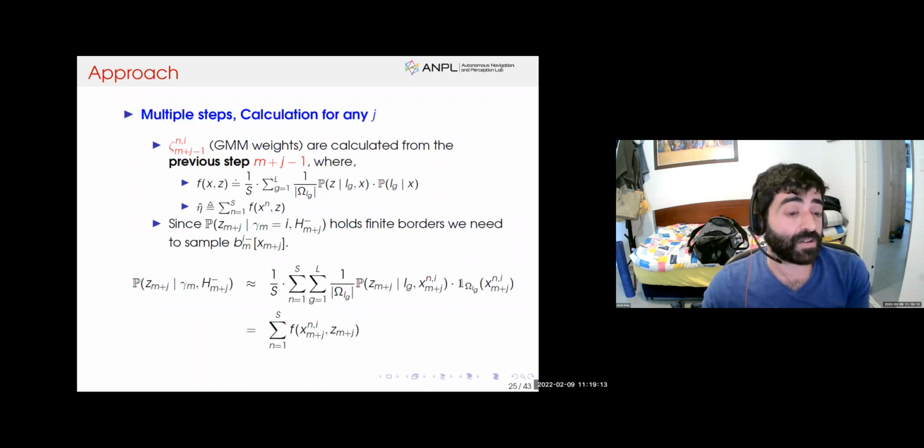So again, if we wish to calculate the argument for m plus j in the same fashion mentioned for a single step, since we have finite borders, we need to sample a set of the GMM belief, the belief of b of I m plus j. So we sample again a set of S samples, and eventually our calculations summarize into this. Now, as mentioned, for the next step we would again reuse these calculations and predefine a GMM belief.